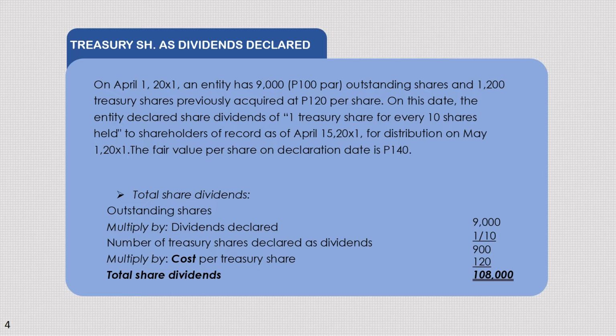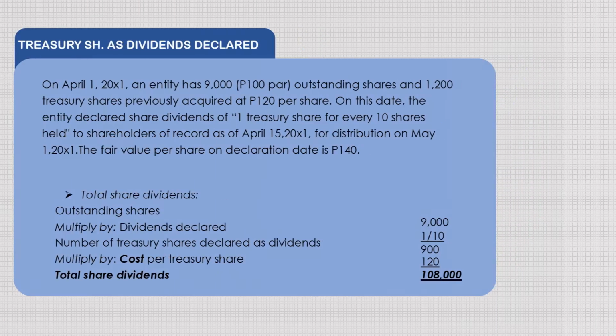On this date, the entity declared share dividends of 1 treasury share for every 10 shares held to shareholders of record as of April 15, 20x1 for distribution on May 1, 20x1. The fair value per share on declaration date is 140.